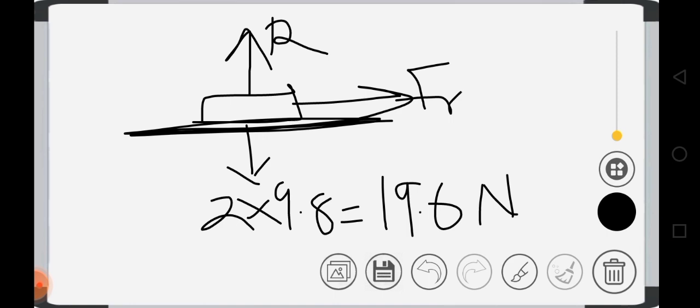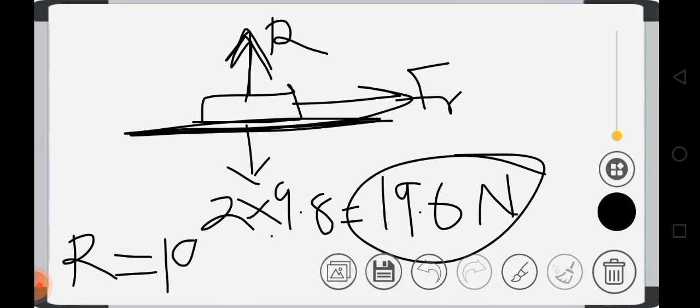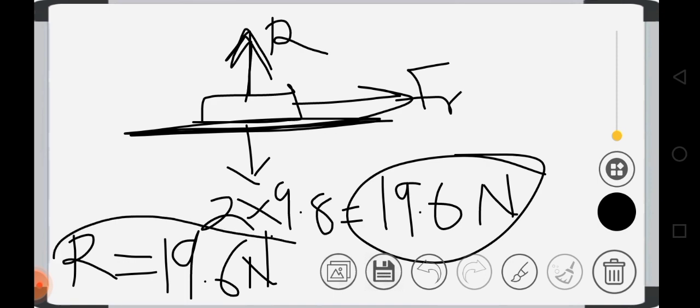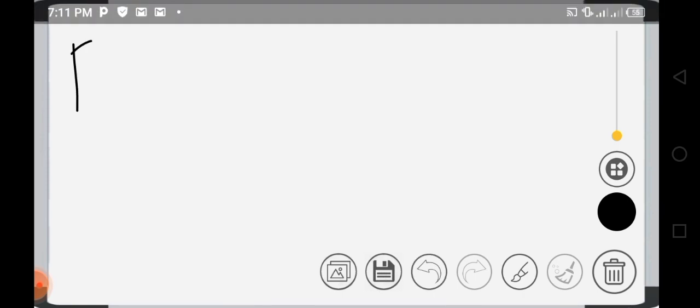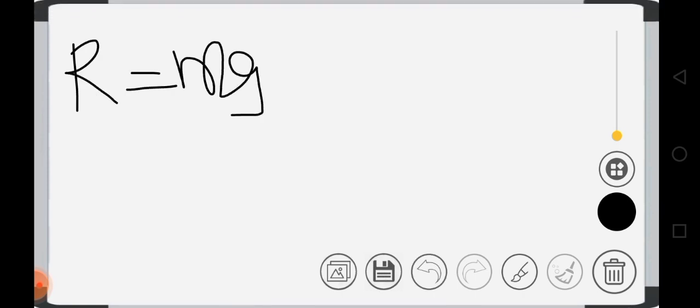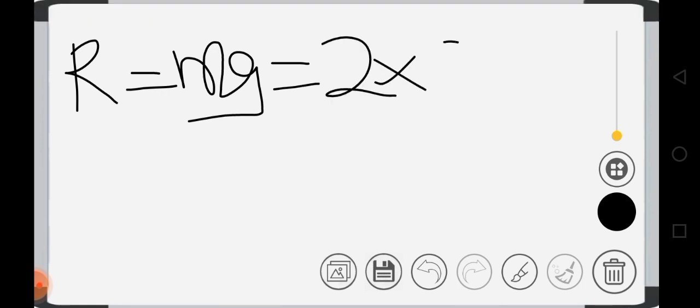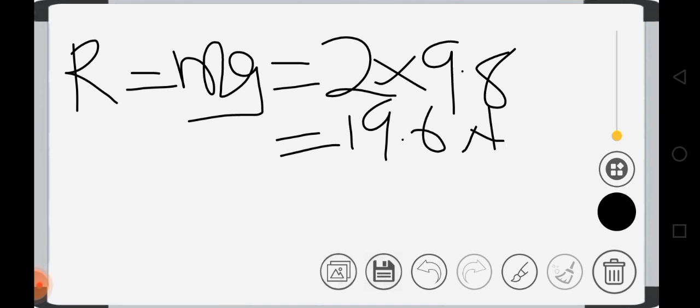From static equilibrium, we can say the sum of the forces in the y direction is equal to 0, or upward forces must be equal to downward forces. This normal reaction is going upward, equal to the downward force, which is 19.6 newtons. So we have gotten the normal reaction, which is 19.6 newtons. Anytime you see a question like this, just use the mass multiplied by gravity, 2 times 9.8, and that will give you the normal reaction, 19.6 newtons.